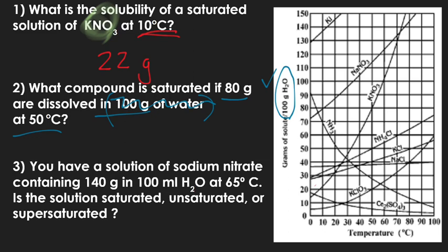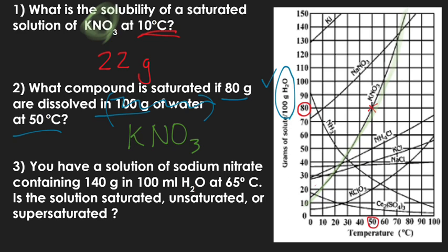So let's focus on that 80 grams and 50 degrees Celsius. Well, 80 grams is here on the y-axis, 50 degrees Celsius is here on the x-axis. My instincts tell me, let's find where they meet. And if we follow them up together, then they meet right here at this x. And hey, that happens to fall right on my KNO3 line. So what compound is saturated? Which compound is full with that 80 grams and 50 degrees Celsius? Well, that's going to be KNO3.